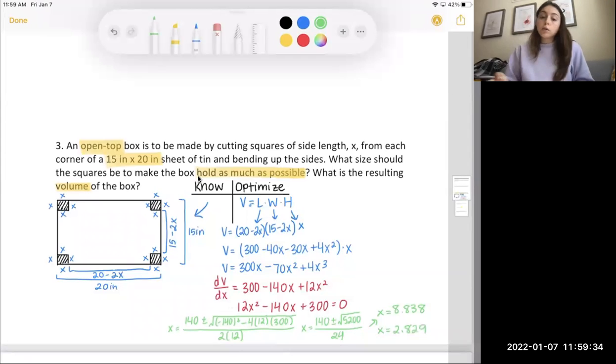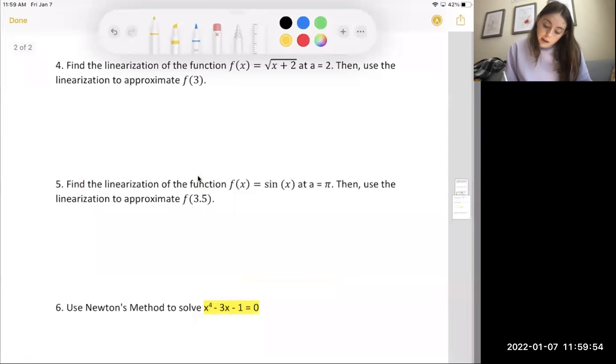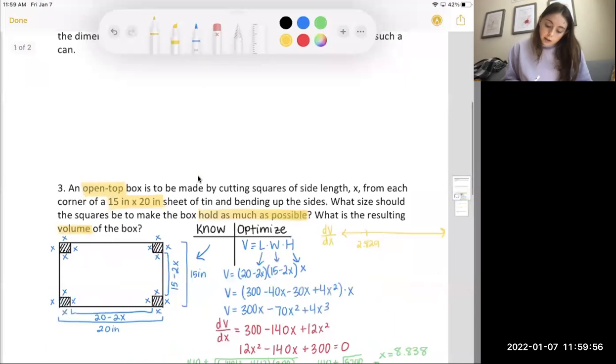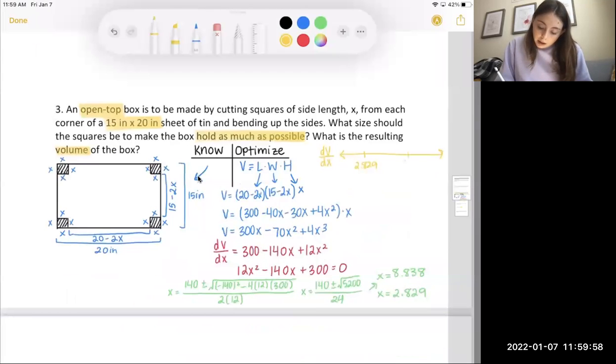So these are my critical points that I'm going to want to now use to make my sign chart. Okay. So I'm going to go up here and make my sign chart. And my sign chart, remember, is for the derivative. So I'm trying to find the max of the derivative. So I'm going to put 2.829 and 8.838 right here. And then I need to plug in values in between and on each side into my derivative to figure out whether it's positive or negative.